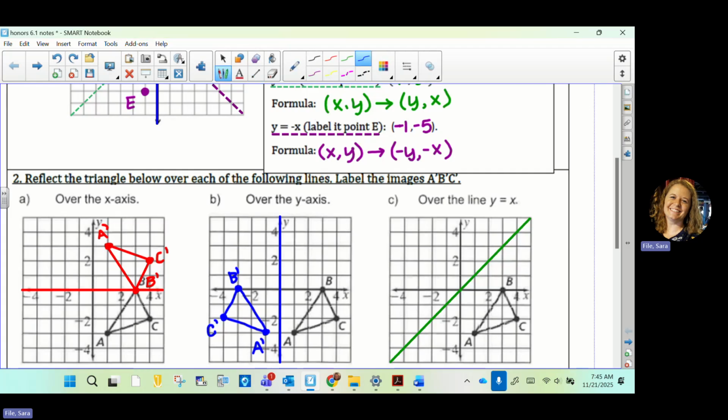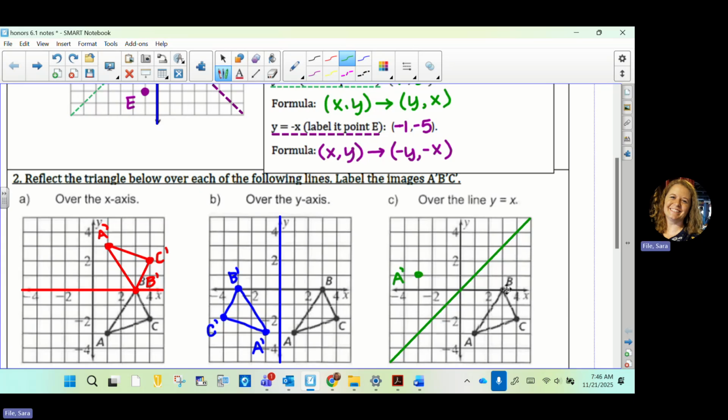So you could simply just take your x, y. So let's start with point A. A is at 1, -3. So the rule says, okay, switch the order. So instead of 1, -3, it's going to be -3, 1. So that's my new A prime.